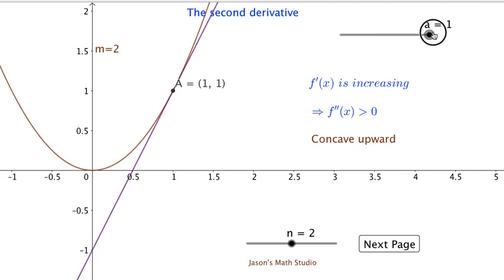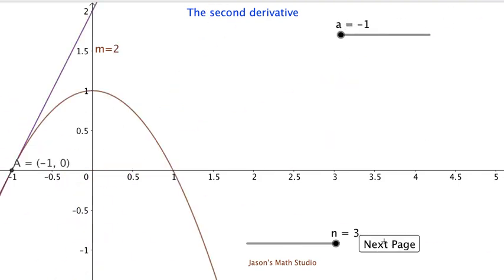Now, let's consider another example. The gradient of this tangent line is 2. Now, A is going to move along this curve and see how the gradient of the curve changes.